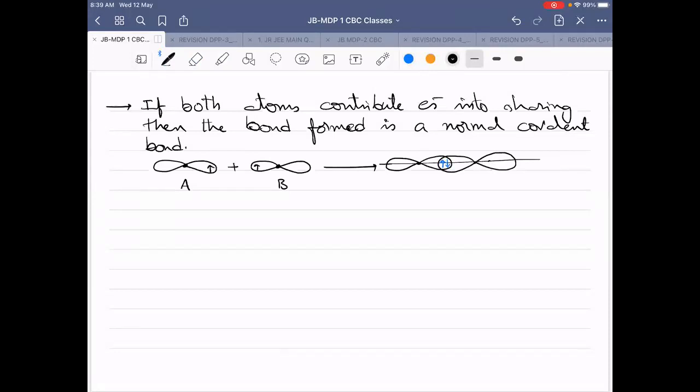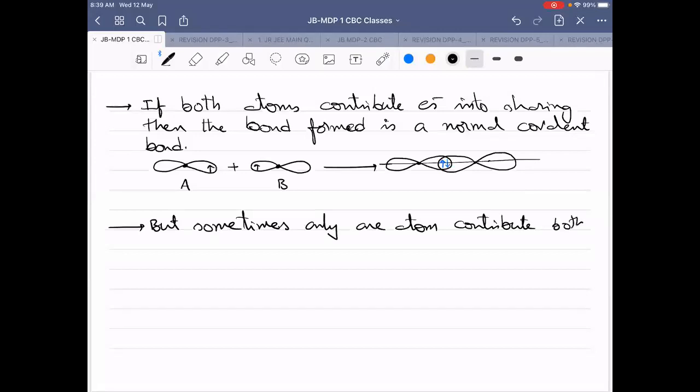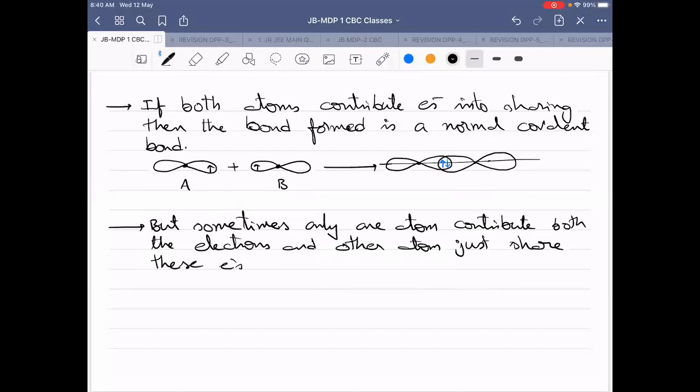But sometimes what happens, you know, only one atom contributes both the electrons and the other atom just shares these electrons by its vacant orbital.